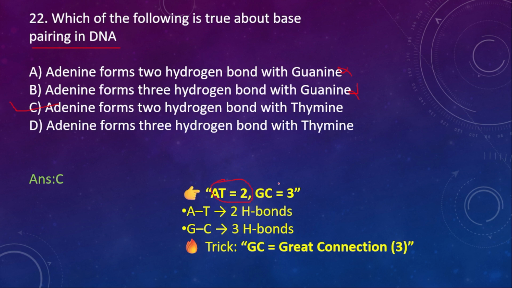AT to GC. Between adenine and thymine there will be 2 hydrogen bonds. Between G and C, there will be 3 hydrogen bonds. Trick to remember: GC has a great connection. Why a great connection? Because it has 3 hydrogen bonds, isn't it? G and then C.